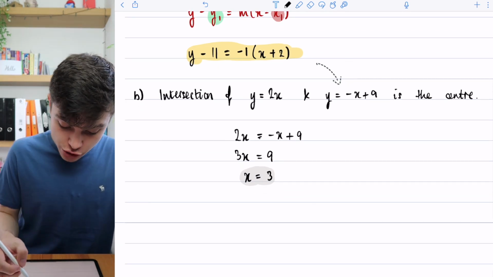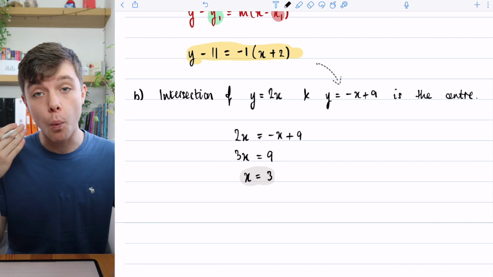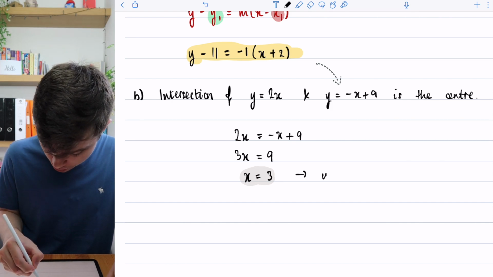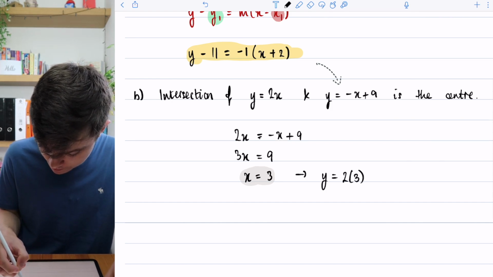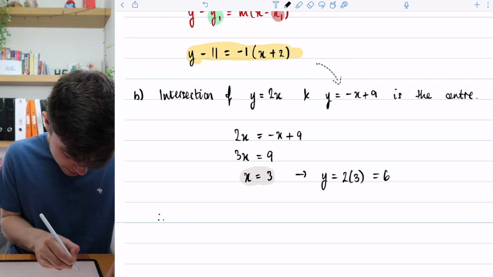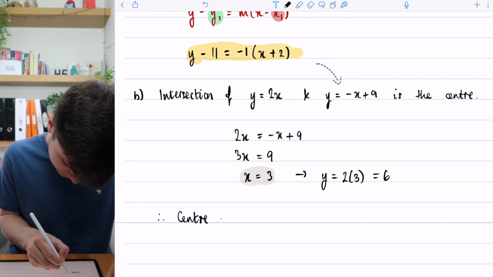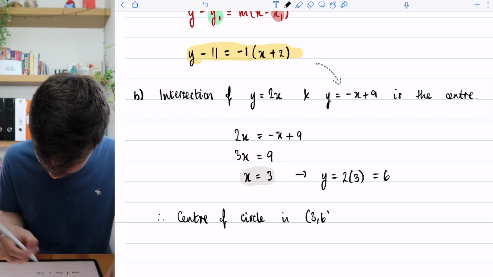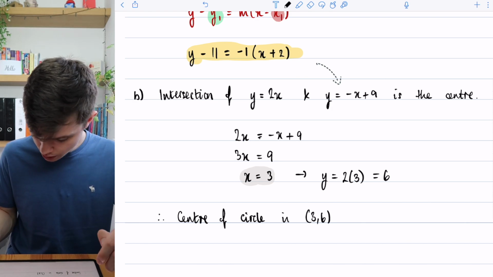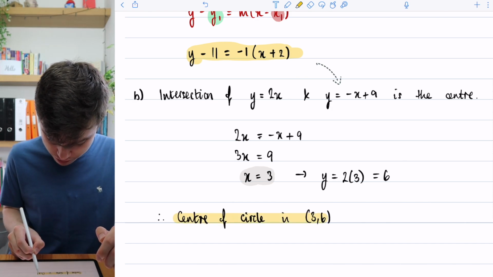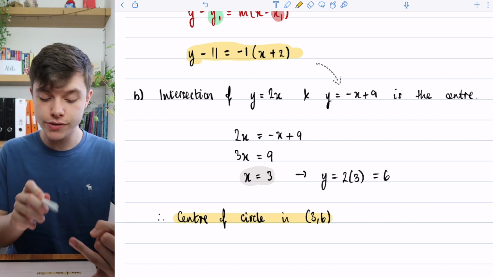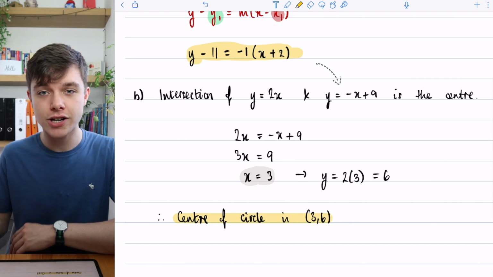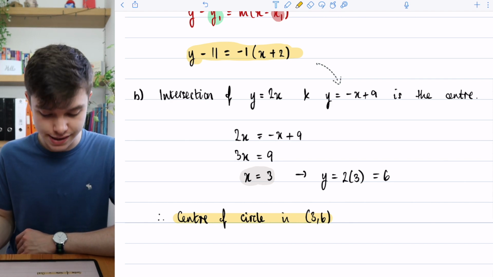I will then substitute into y is equal to 2x to work out the y coordinate of the centre. So y is 2 times 3, which is 6. Therefore, the centre of the circle is at 3, 6. And that is correct, so that makes sense. We've got one equation given to us, we've just worked out another. They're both perpendicular bisectors. Finding the intersection gives me the centre of the circle at 3, 6.